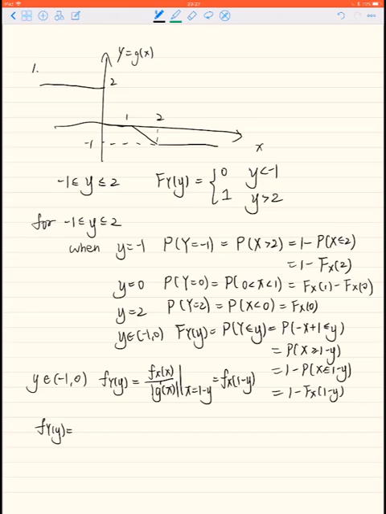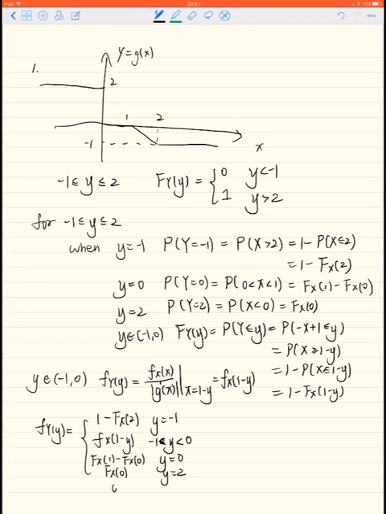The density function f_Y should be in the form of this. It should be 1 minus F_X(2) when y equals minus 1, and should be f_X(1 minus y) when y is ranging from minus 1 to 0, and should be F_X(1) minus F_X(0) when y equals 0, and should be F_X(0) when y equals 2, and should be 0 in the other conditions.